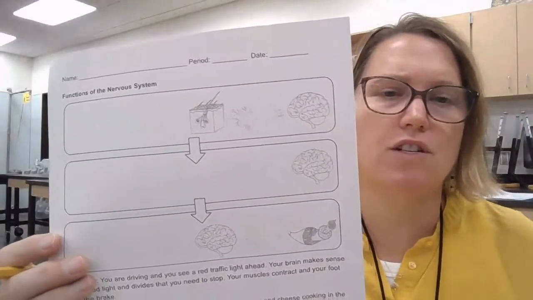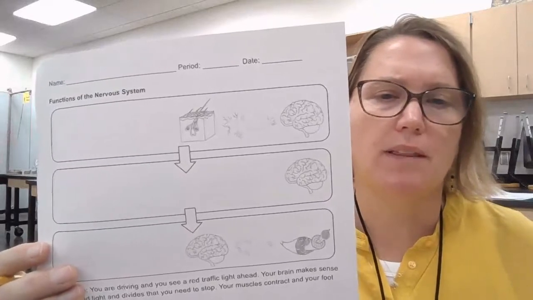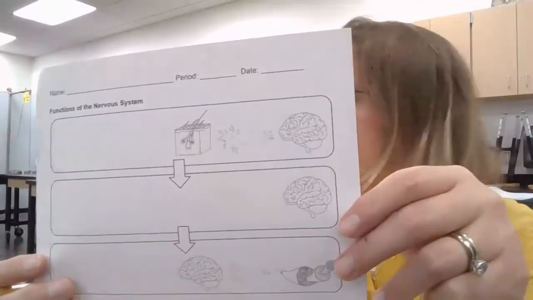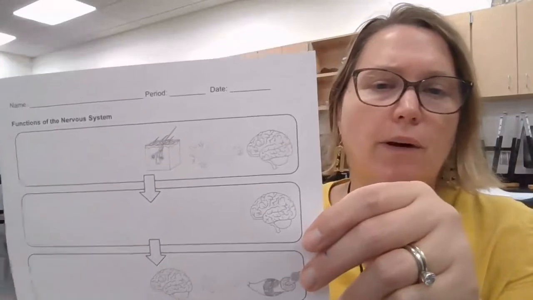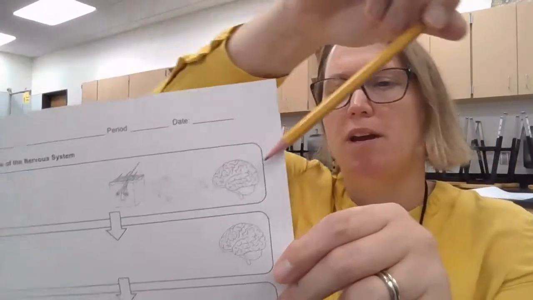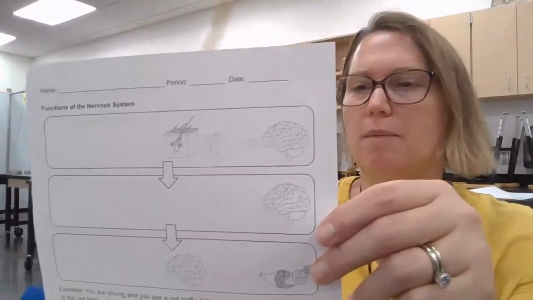Okay, I'm Ms. Komiak, and I'm going to show you how to do the functions of the brain, complete that. So we have 3 functions of the brain here, and let's orient ourselves. First of all, we have the brain here, 1, 2, 3, so we'll label that brain.